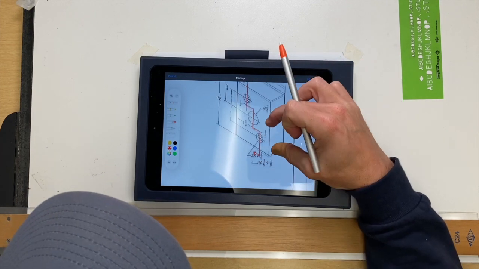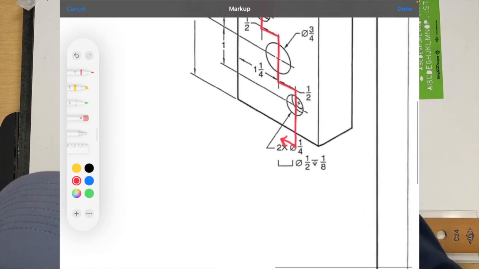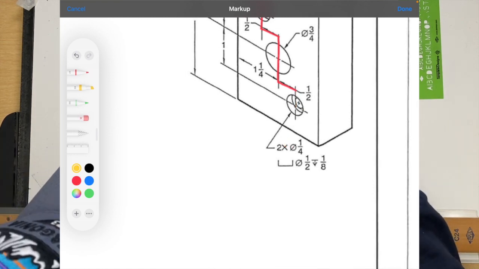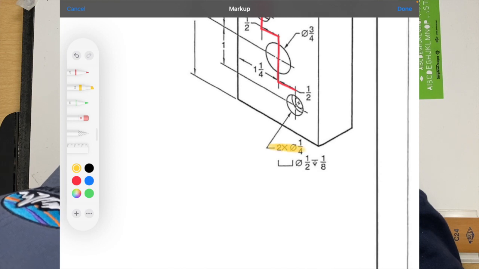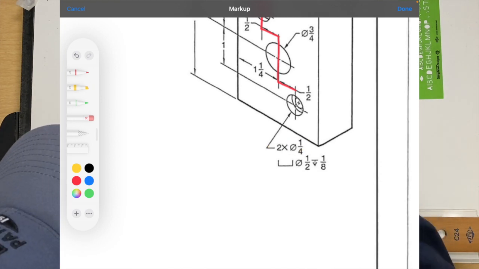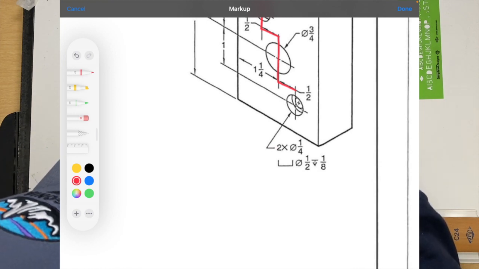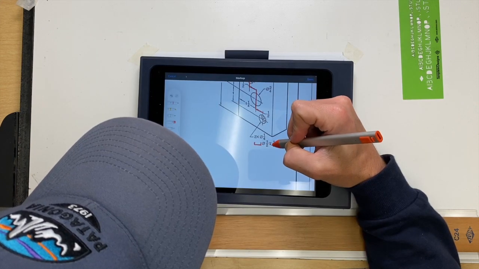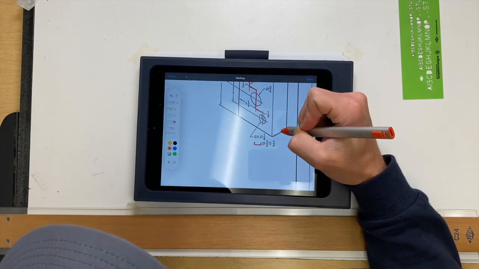The other thing that you notice is down here. Let me just erase some of my cutting plane line. We have 2 holes that are 1 1/4 inch in diameter. We also have a counterbore hole right here. That means a counterbore, and that diameter is 0.5, and it's 1/8 of an inch into the material.